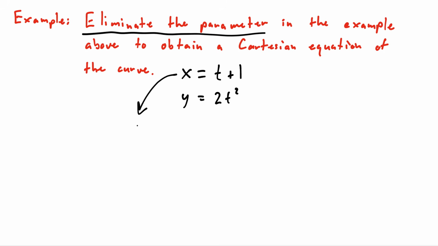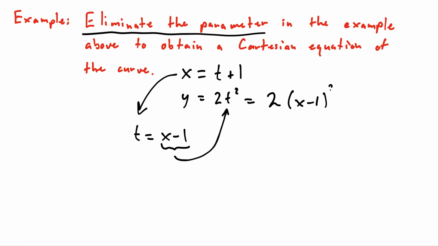If we solve for t, we will obtain t equals x minus 1. Now, we can plug that expression for t into the y equation. If we do that, we have 2 times x minus 1 quantity squared. This gives us the Cartesian equation, y equals 2 times x minus 1 squared.